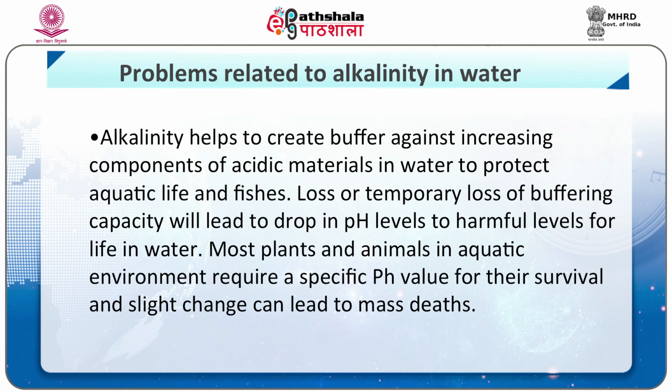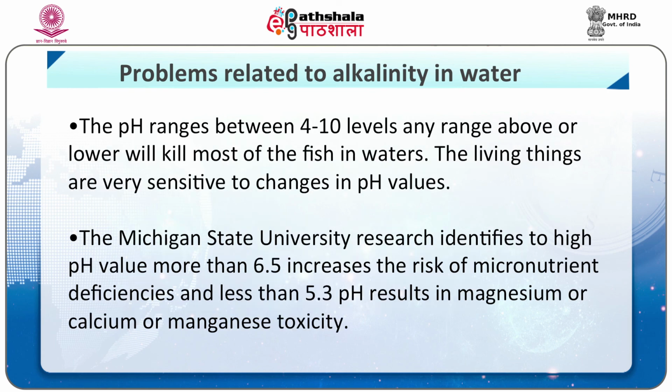Most plants and animals in aquatic environments require a specific pH value for their survival. Slight change can lead to mass deaths. The pH ranges between 4 to 10 levels. Any range above or lower will kill most of the fish in water. The living things are very sensitive to changes in pH value.